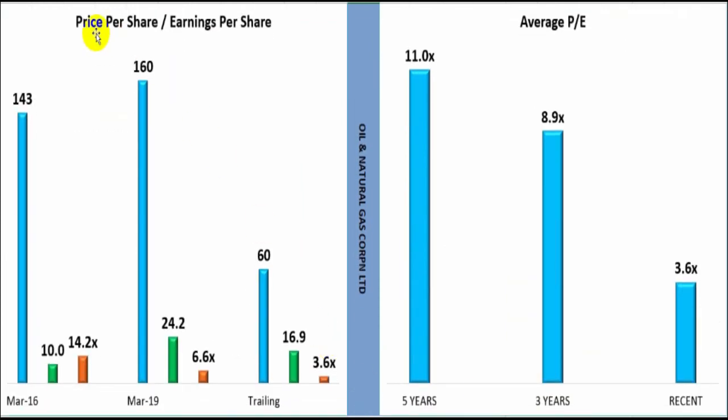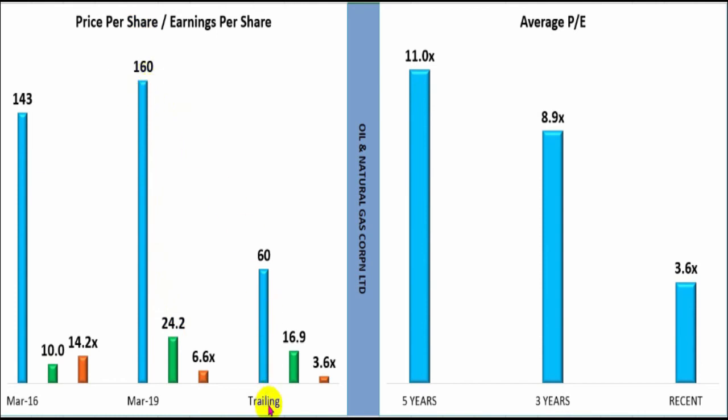Next, let us look at the valuation ratio, price to earnings, or PE ratio, that is price per share divided by earnings per share. In March 19, the company's price to earnings ratio was around 6.6 times, meaning that the company's per share earning or profit per share was 24 rupees and the company's shares were available at 160 rupees. That is, investors were willing to pay 6.6 times the profit the company was earning per share, buying it at 160 rupees.